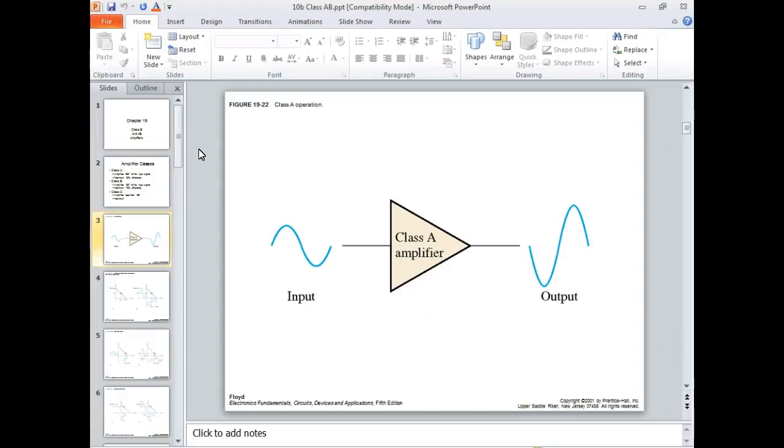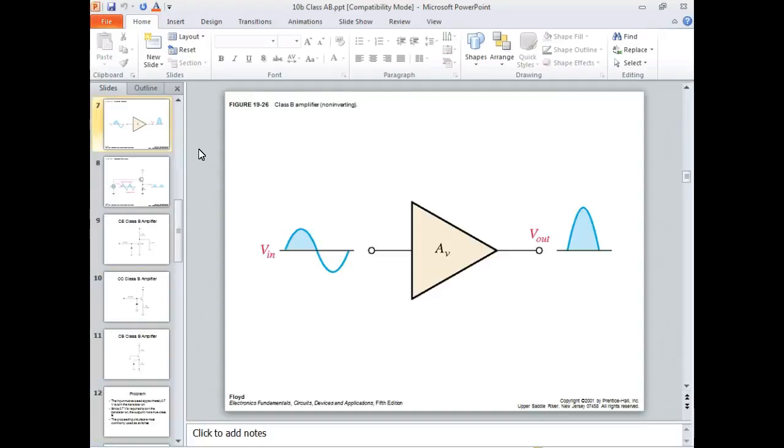Not quite. So this is Class A. Everybody okay? Here they're showing it out of phase. So this actually would be a common emitter. Here they're showing the input signal and the output signal. So the output is a mirror image of the input, but it's what? It's bigger, right? Of course, that's voltage.